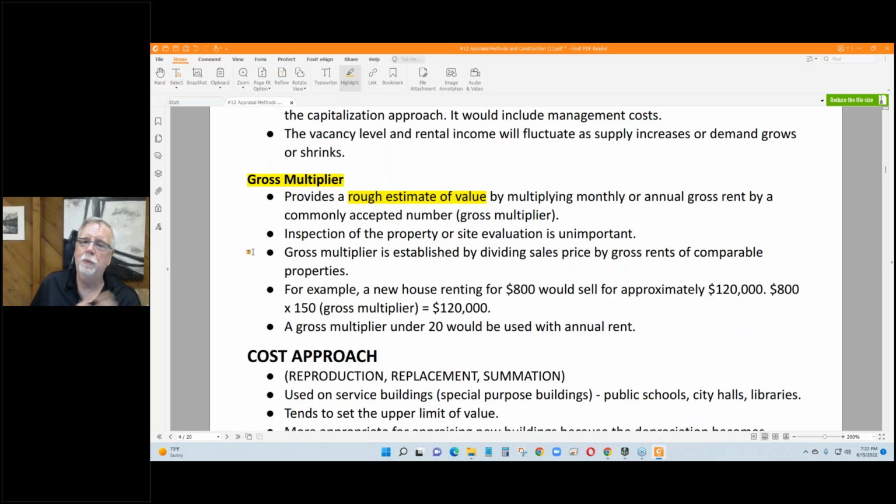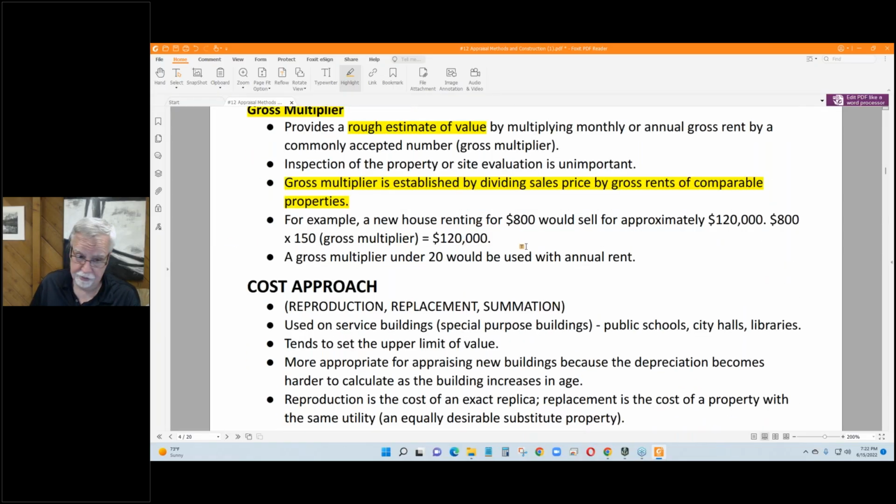Because if we go back, we'll see when they were renting these properties, right? When they were looking for tenants and how much they said they wanted, how much the rent would be, right? There's evidence of that. So we could determine gross income a little easier than net income. And we know the selling price and we know the gross income, and you see a bunch of them, selling price, gross income, selling price, gross, you come up with a multiplier. The gross multiplier is established by dividing the sales price by gross rents of comparable properties.